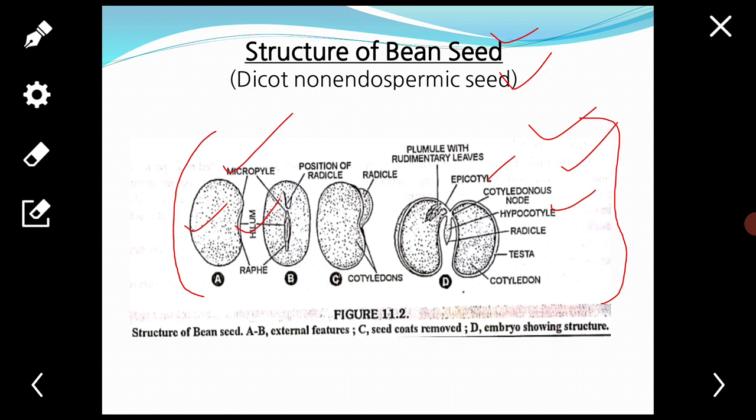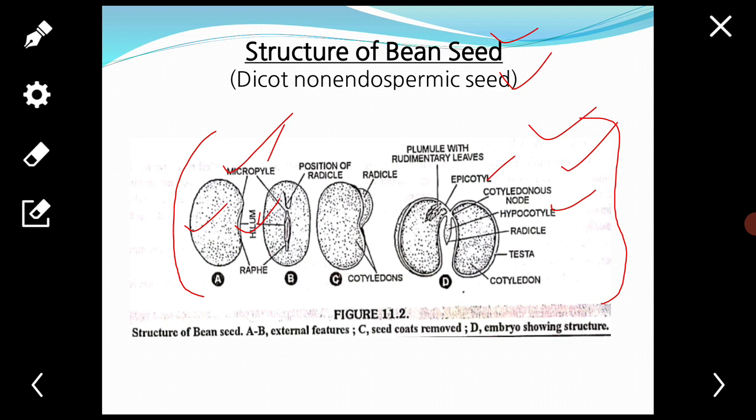white elongated scar called the hilum. You see the hilum, which marks the point of attachment of the seed with the funiculus. A small pore lies adjacent to the hilum, called the micropyle. The micropyle pore performs the function of absorbing water during seed germination.